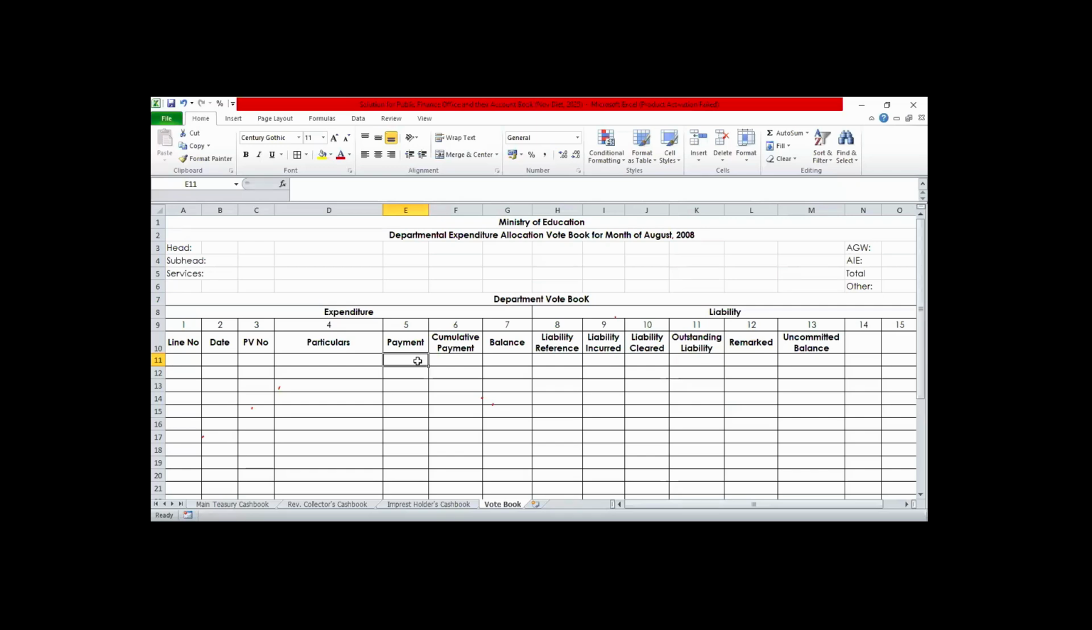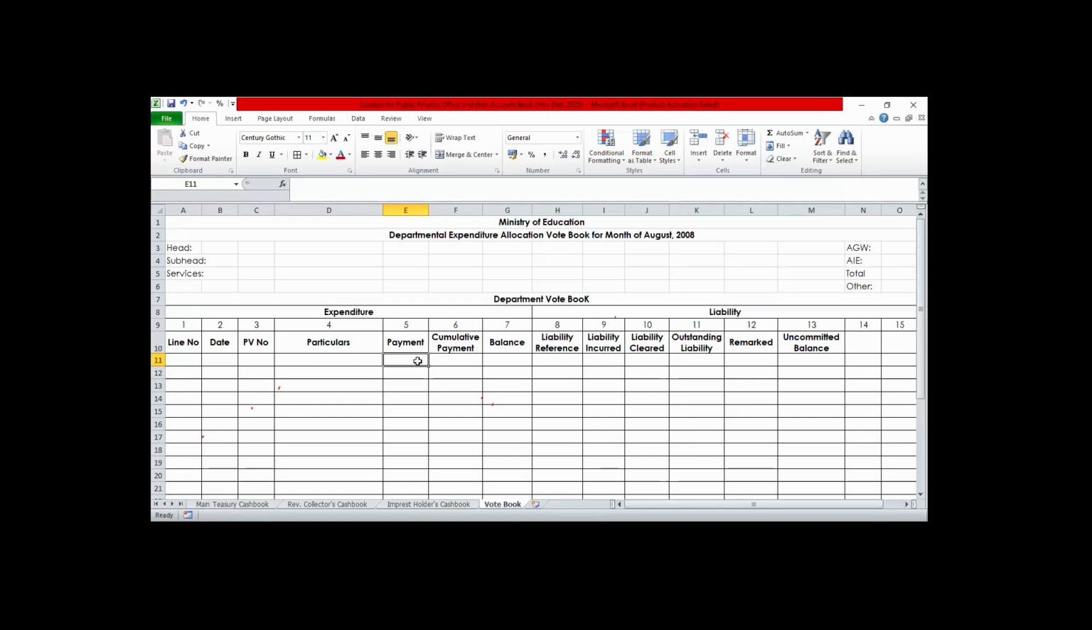Liability reference. When you order for something that they should supply you, then there is a liability in terms of what? LPO. That LPO is the liability reference that somebody supplied us this particular goods. This is the evidence relating to the LPO. Then when the payment is made, then they will issue what? Payment voucher. Then liability incurred.